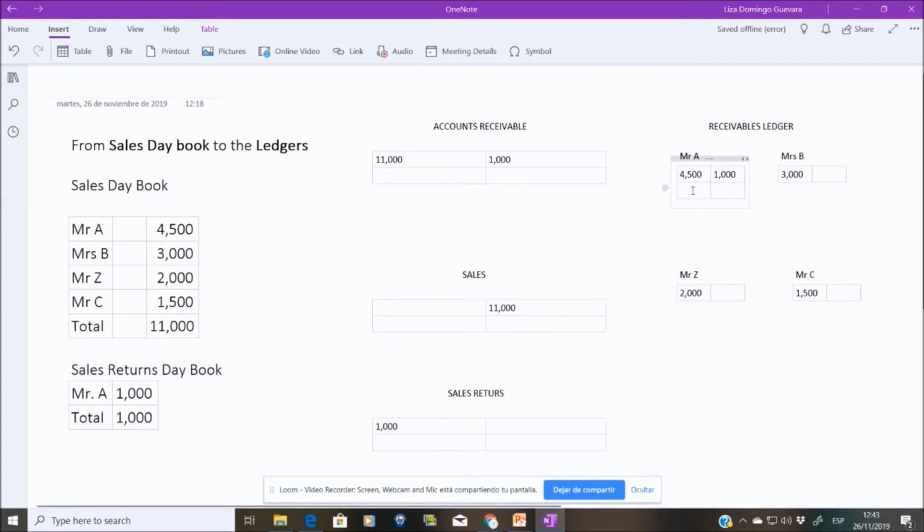So the receivable ledger of Mr. A will have a total of 3,500. So that is how you transfer your accounts from your sales day book to the main ledger and subsidiary ledger accounts.